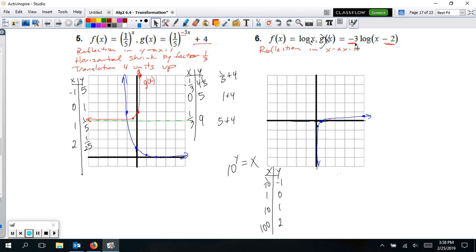Then the next thing we want to see is that 3. The 3 is also on the outside, which is going to be a vertical stretch on this one, because remember this factor number is going to be always the same. You don't flip it here.